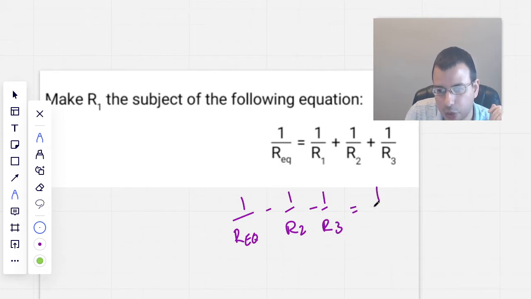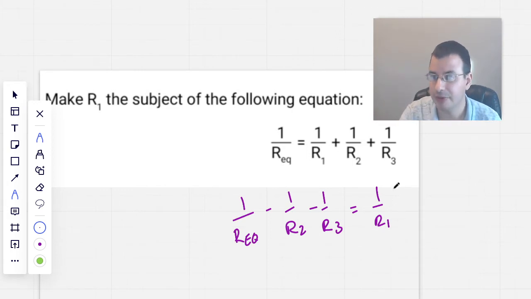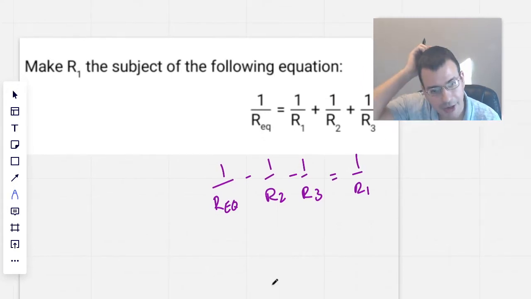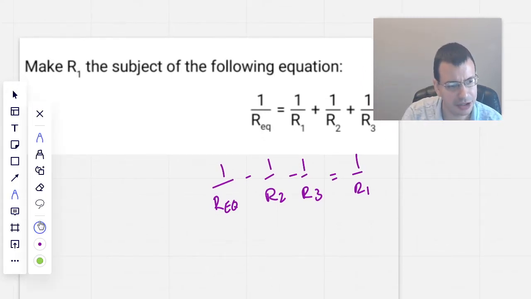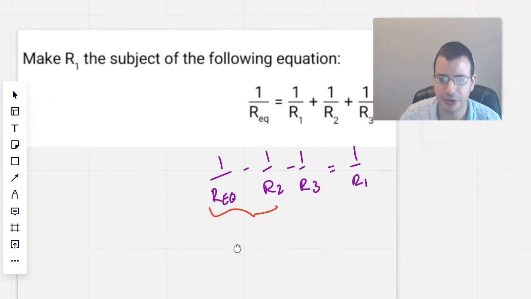1 over R equivalent minus 1 over R2 minus 1 over R3 equals 1 over R1. Now we want to take the reciprocal, basically flip this over. The challenge is flipping this part over here. So the easiest way to do that is to start with a common denominator. And there's probably quick ways of going through this, but I'm going to start by just combining two of them, then I'm going to combine the other two that are left. You'll see where this is going.